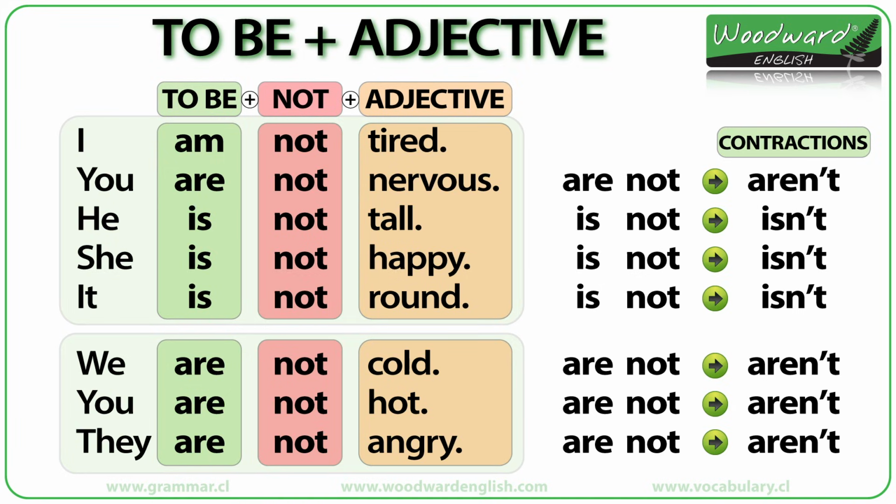He is not tall or he isn't tall. She is not happy. It is not round. We are not cold. You are not hot. They are not angry. So this negative sentence is to be plus not plus adjective.